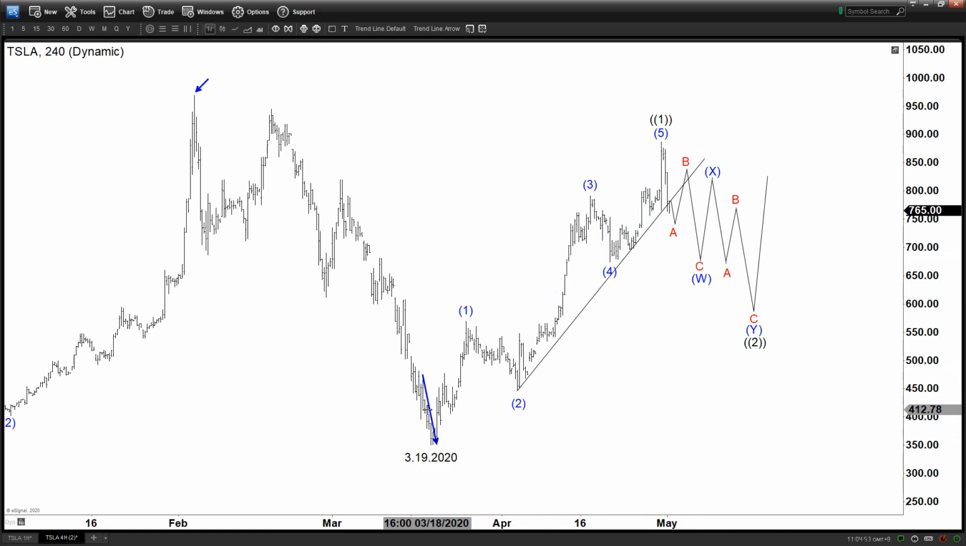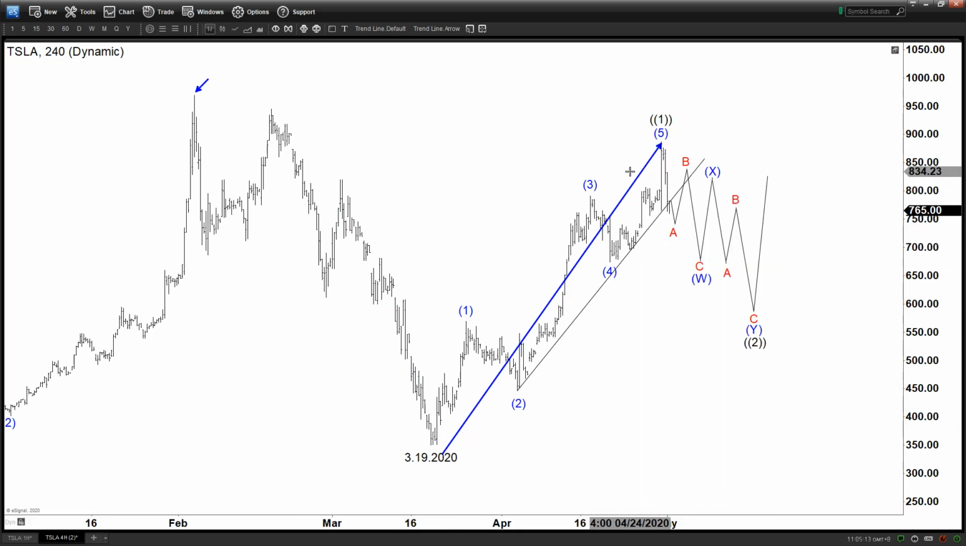And I cannot call, for example, ABC like this. It's not possible. There is no expanded flat in which the B moves so much more than the starting point of the A like this. So that is not really the correct count, right?